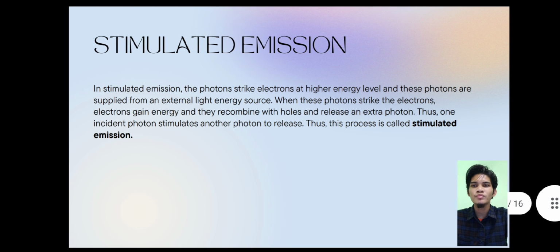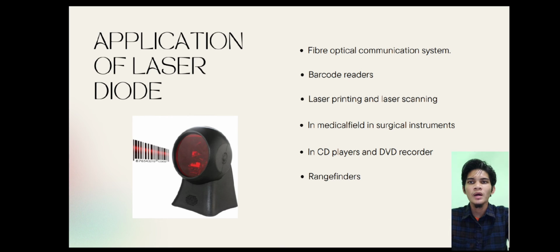Stimulated emission. In stimulated emission, photons strike electrons at higher energy level, and these photons are supplied from an external light energy source. When these photons strike, the electrons gain energy and they recombine with holes and release an extra photon. Thus, one incident photon stimulates another photon to release. This process is called stimulated emission. Application of laser diode: fiber optic communication systems, barcode readers, laser printing and laser scanning, medical and surgical instruments, CD players and DVD recorders, range finders.